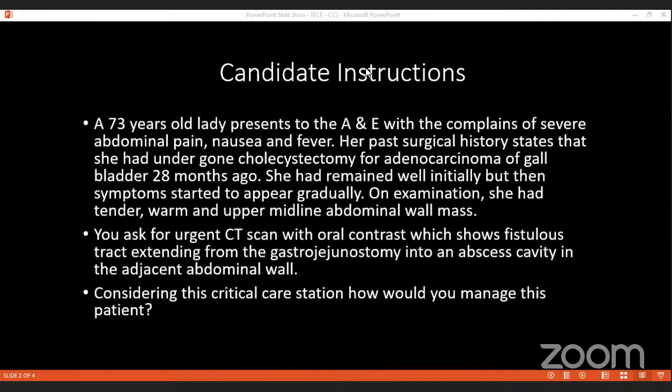Good. If you take the ABGs, the arterial blood gases, of this patient, you will find that the patient is acidotic. Can you explain why?